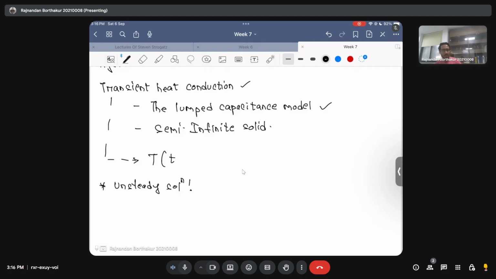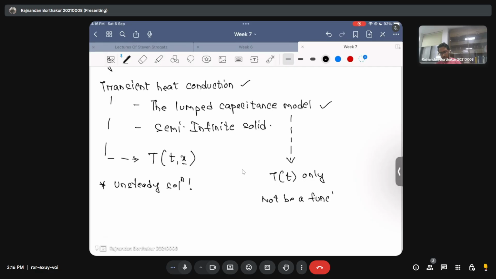So we are now looking into the transient scenario of the problem. Your temperature in principle will be a function of time, and it can also in general be a function of space, and that's the reason why I will also write it as x bar vector. But if you are assuming your body to be a lumped body, it means that your temperature profile will just be a function of time only, and it will not be a function of space.